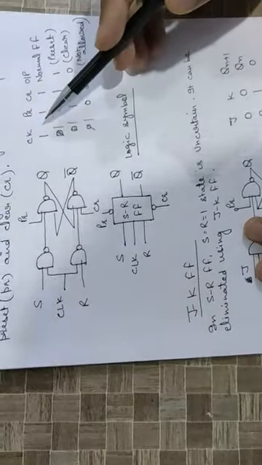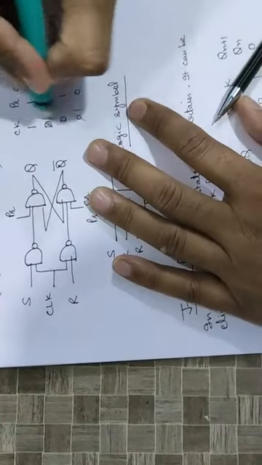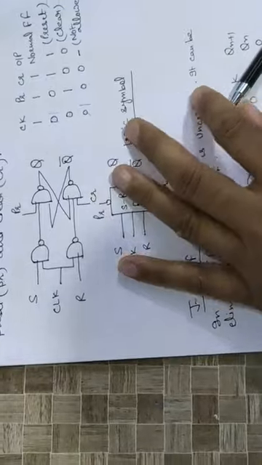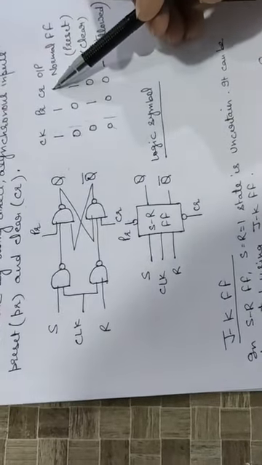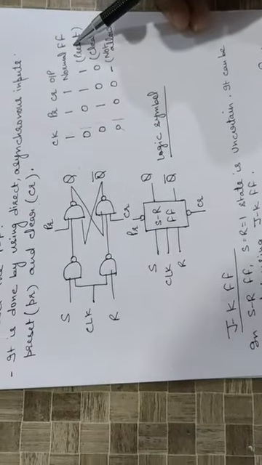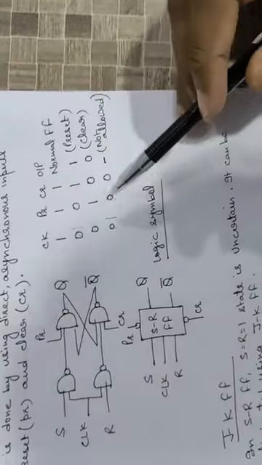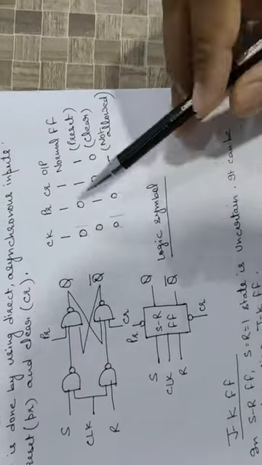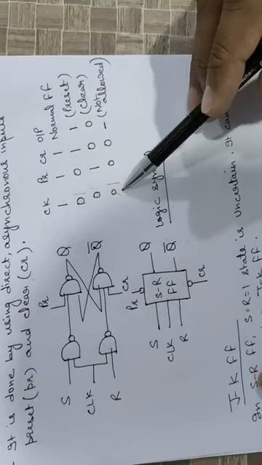If the value of clock is 1, the preset and clear should each have a value of 1. In that case it will work as a normal flip-flop. But before the working of the normal flip-flop, we will say that we are not providing any clock pulse, that is, the value of clock pulse is 0.